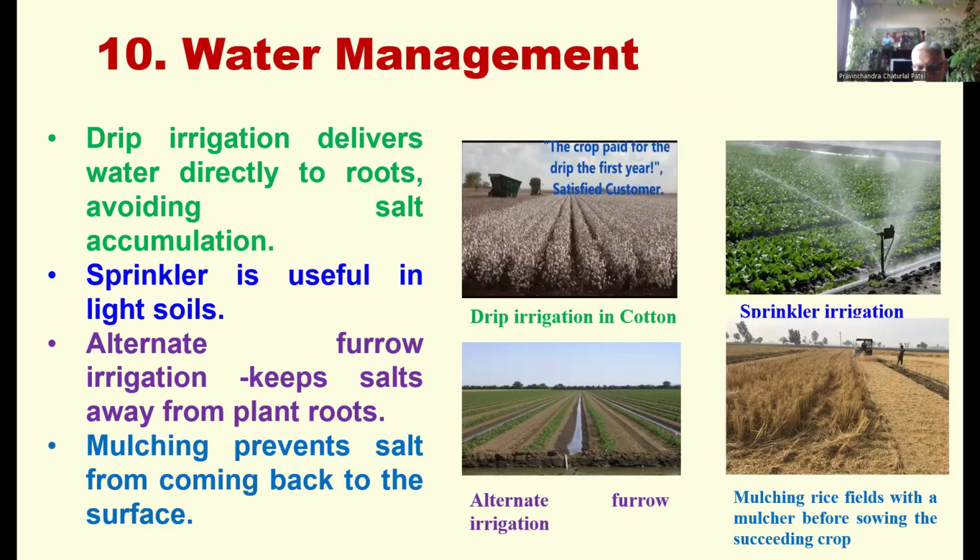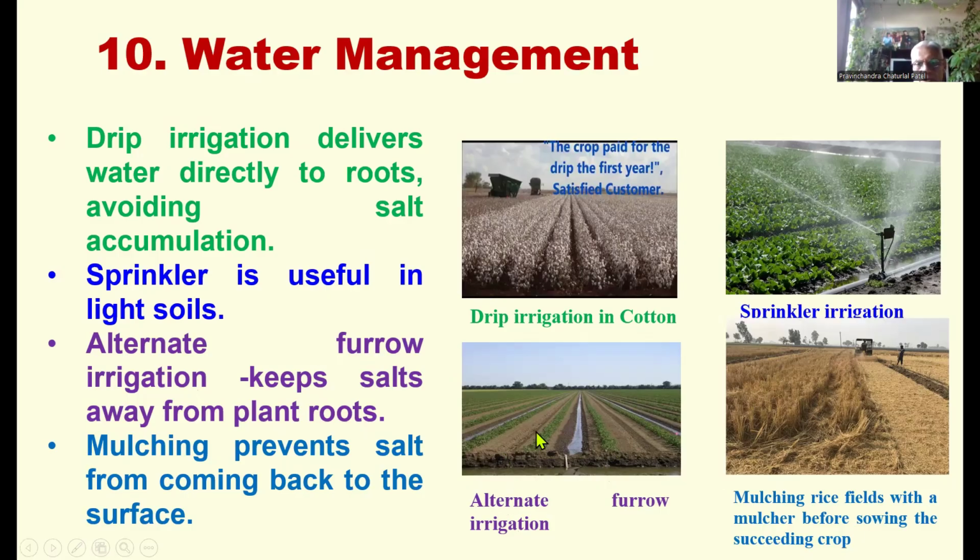Then water management. Drip irrigation delivers water directly to roots, avoiding salt accumulation. So here you can see the cotton crop. When we are using drip irrigation, it saves 25% water and increases crop production by 25%. Then the second one, sprinkler, is useful in light soil. So here you can see sprinkler irrigation in light soil, but in sprinkler there is no need of leveling of the land.